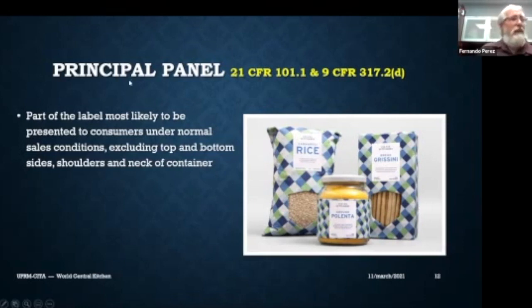So anyway, going back to the principal panel. What is the principal panel? It is the part of the label most likely to be presented to consumers under normal sales conditions, excluding the top and bottom sides, the shoulders and neck of the container. Okay, so in other words, the principal panel is the face of the package that you see when you go to a supermarket. It's the display that faces the consumer, okay? So most of the information needs to be in the principal panel because it's information that you need to provide to the consumer. And consumers should be able to look at the package and find the information immediately.